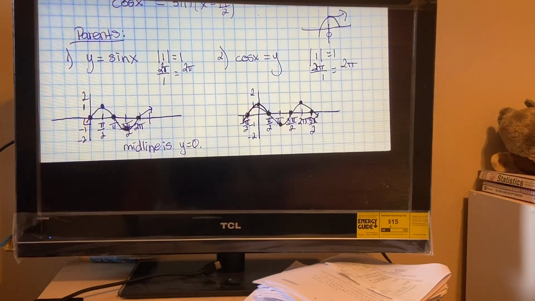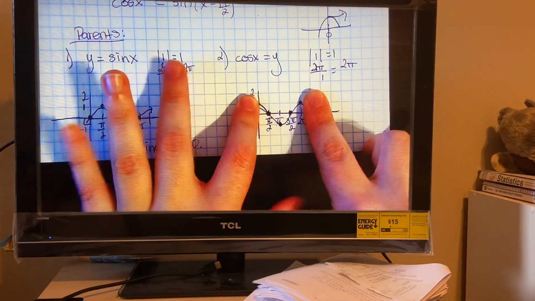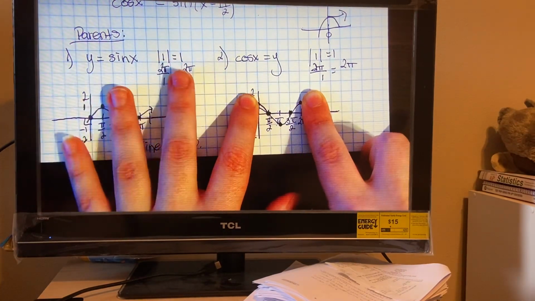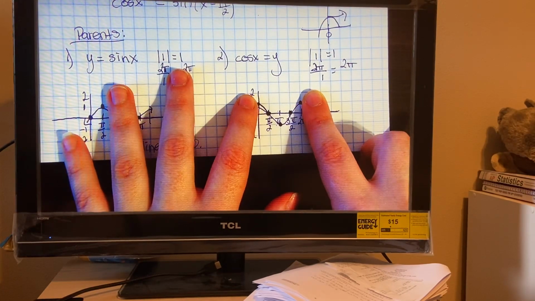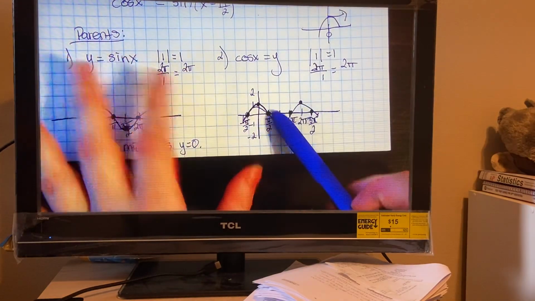All right, it looks something like that. That's my cosine graph. If you just looked at the first period, this is the first period, and that's 100% acceptable. I know what that looks like. But most people will look at that and be like, oh, it's a parabola. No, not quite. They have different concavities.